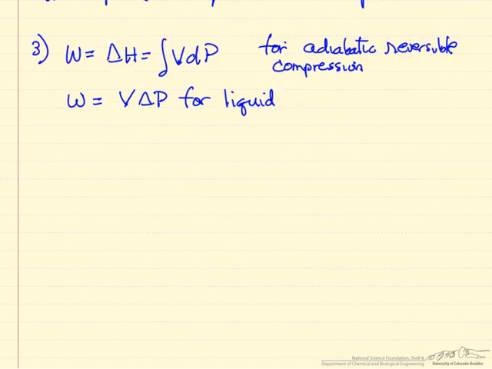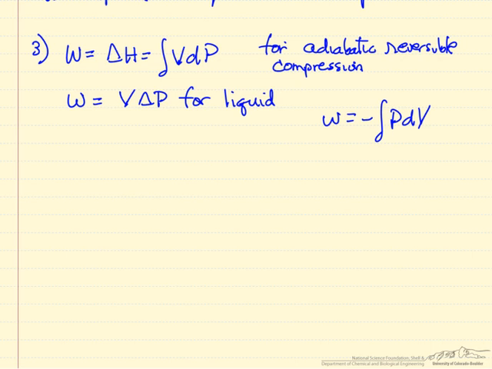So the third example we'll look at is this idea that work is equal to delta H for an adiabatic reversible process, and that's equal to the integral of V dP, or if it's a liquid, volume is assumed constant, a pretty good approximation, V delta P. And this seems sometimes at odds with the fact that we write work as minus the integral of P dV. So where does this come from?